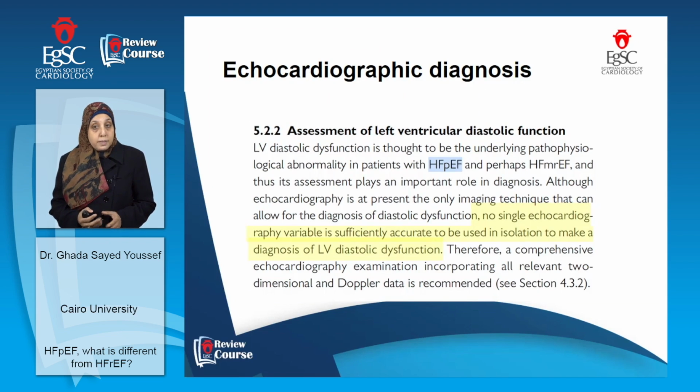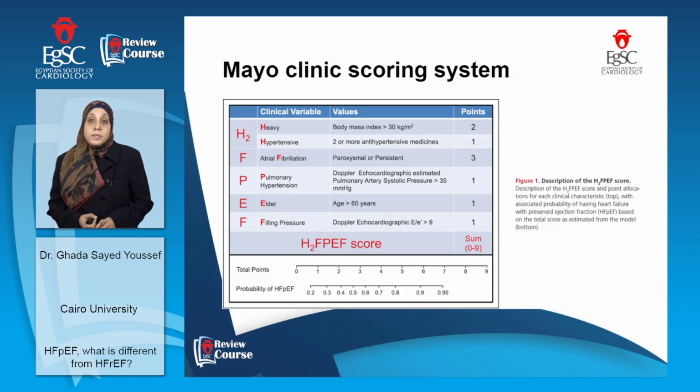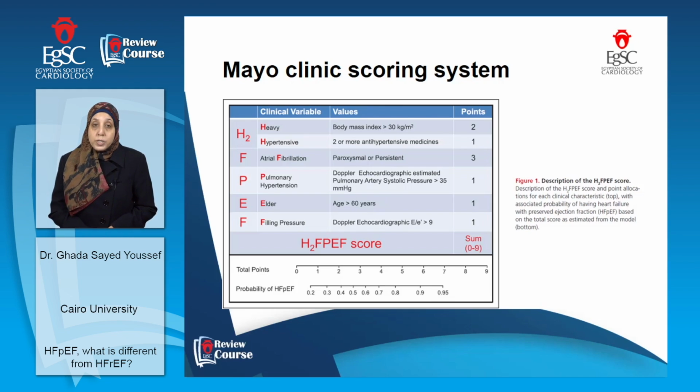So to summarize this, there is no single echocardiographic parameter sufficient to confirm or to exclude the diagnosis of heart failure with preserved ejection fraction. That is why certain protocols or scoring systems have been proposed to diagnose heart failure with preserved ejection fraction. One of them is the Mayo Clinic scoring system.